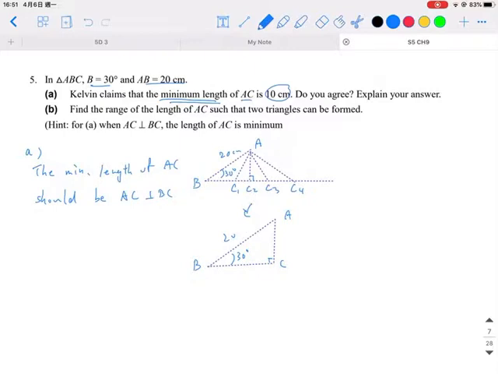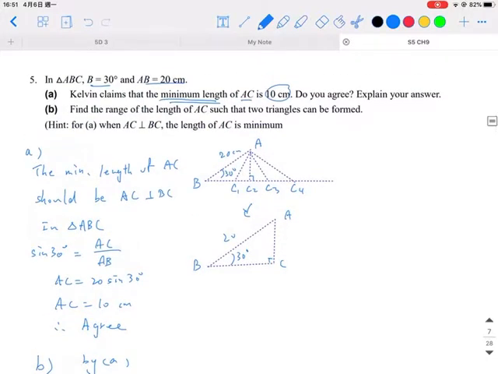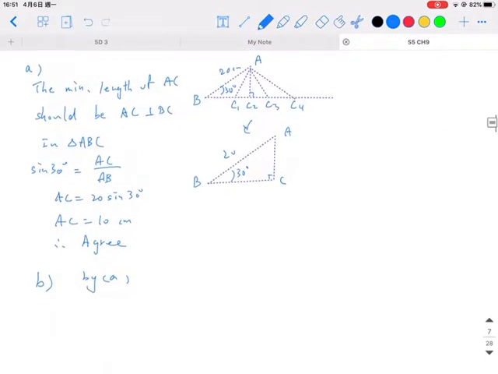In triangle ABC, we can get sine 30 degrees is equal to AC over AB. Therefore AC is equal to 20 sine 30 degrees, which is equal to 10 cm. So we agree with what Kelvin said. Okay, for part B, we need to find the range of length of AC such that two triangles can be formed. What does it mean? First of all, AC must be greater than 10 cm, right?